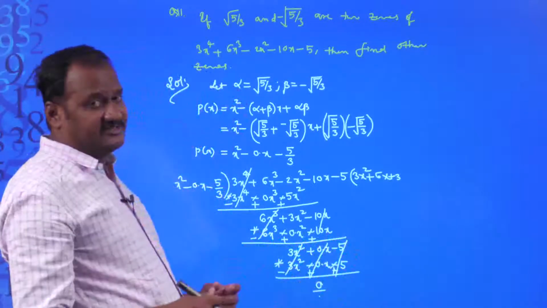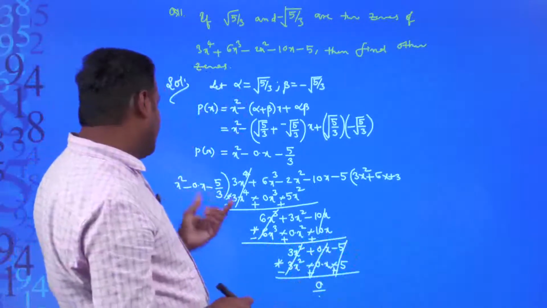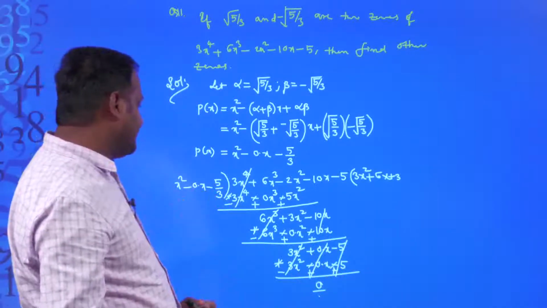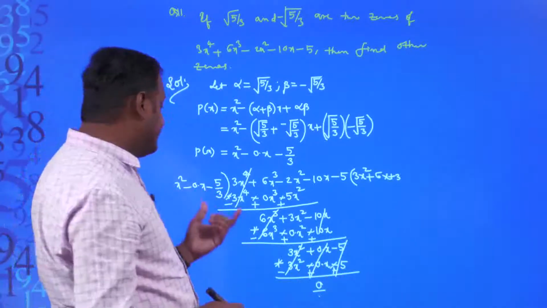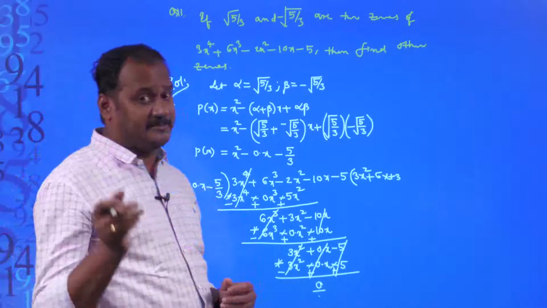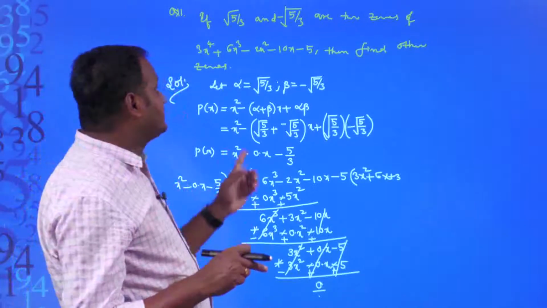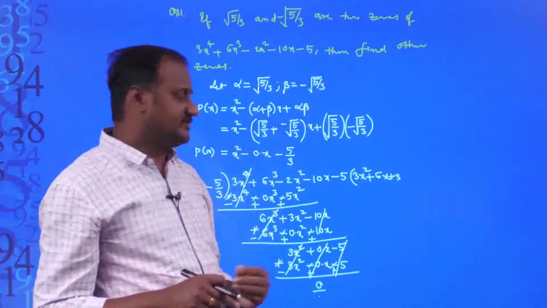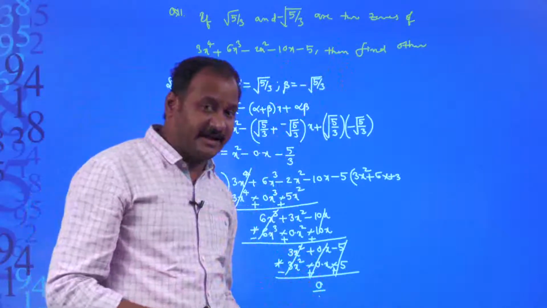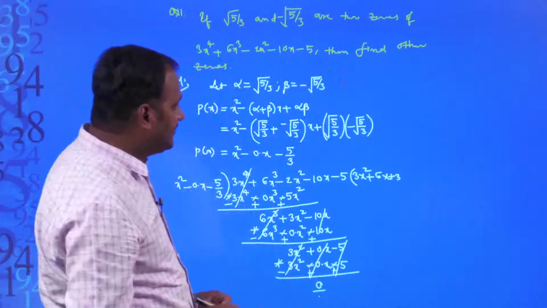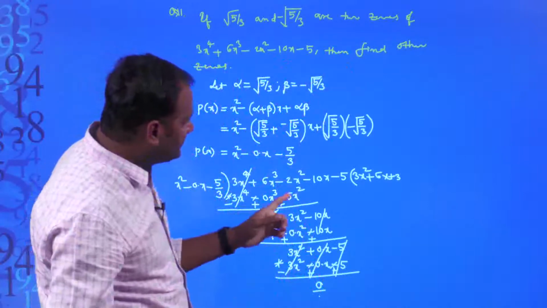So why are we getting 0 here? Because this x square minus 0 into x minus 5 by 3 is a quadratic polynomial so obtained whose zeros are the zeros of this fourth degree polynomial. So that is why we got 0 as the remainder. Okay, fine. Now let us come to what is the quotient here.